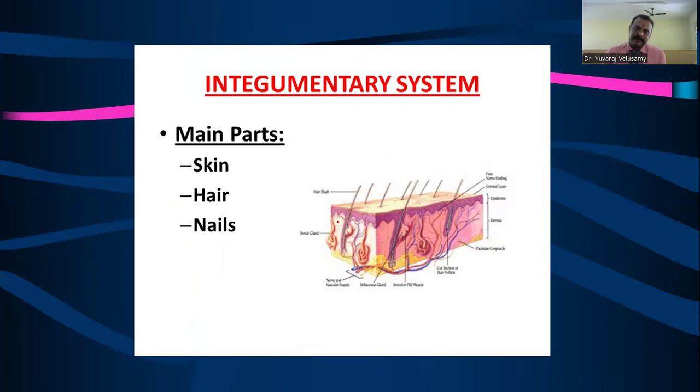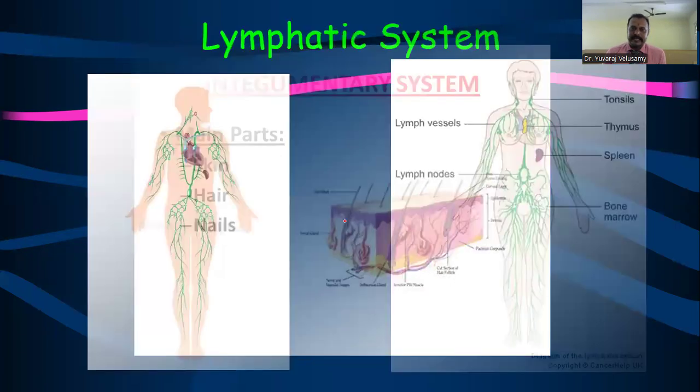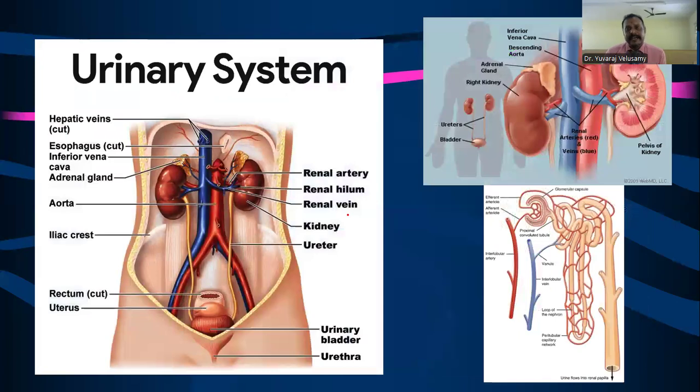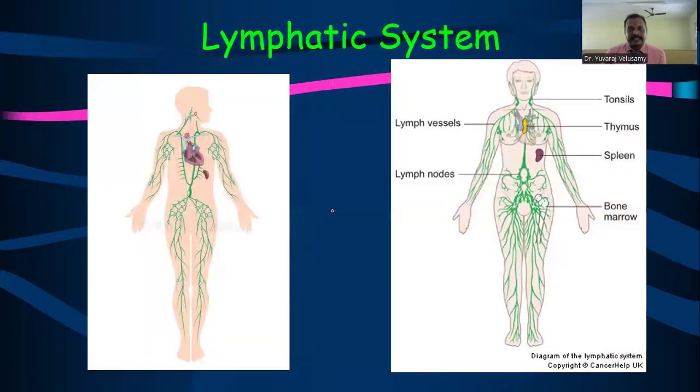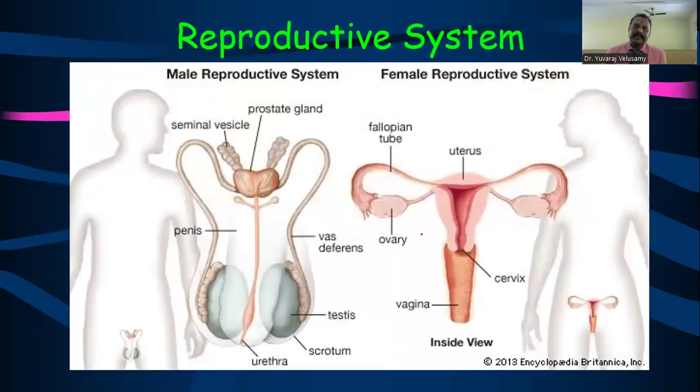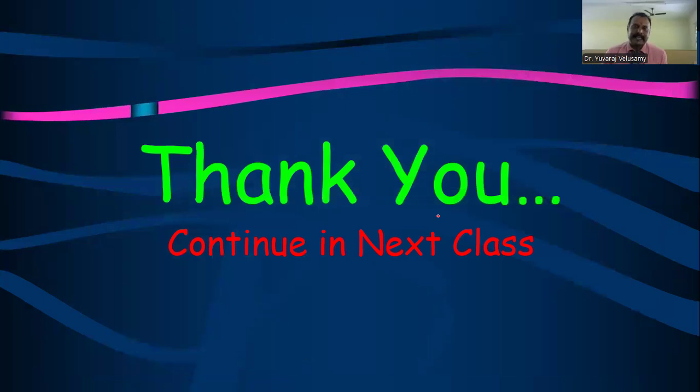Then integumentary system means skin, hair, and nails. It is actually protecting the body from the external environment. Then lymphatic system, again I told it's the immune system. It is protecting our body from external organisms or any other harmful chemicals or pollen grains or any allergens kind of things. Then urinary system, as I mentioned, is eliminating the waste from the body. Then reproductive system. We have male and female reproductive systems to reproduce our species on the planet. And with this I conclude.